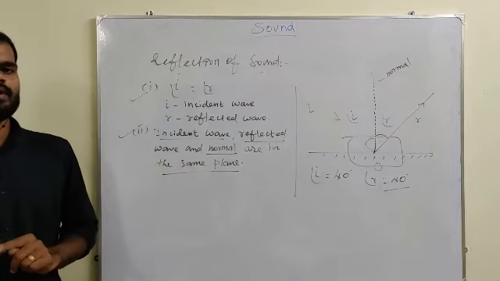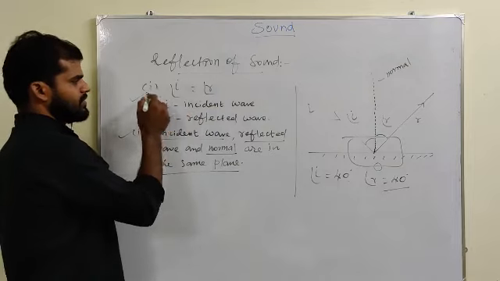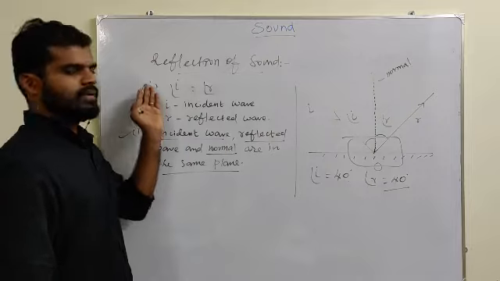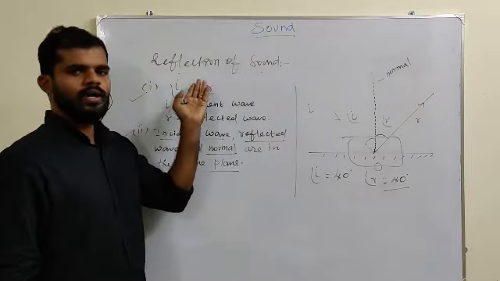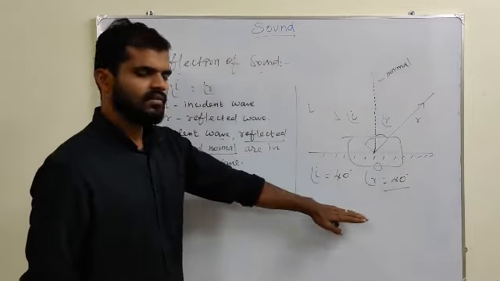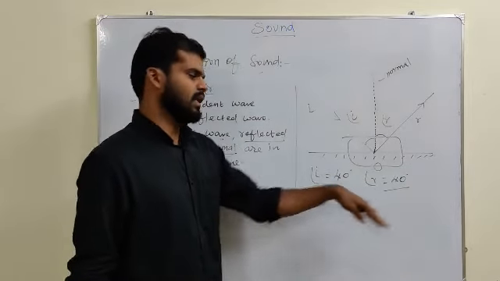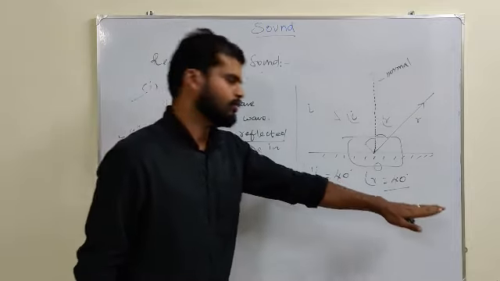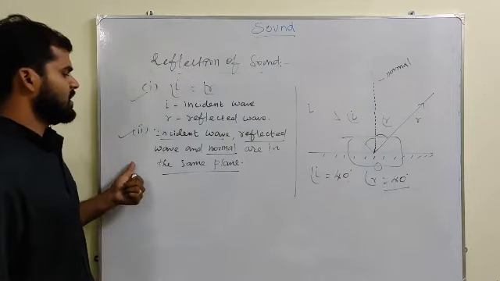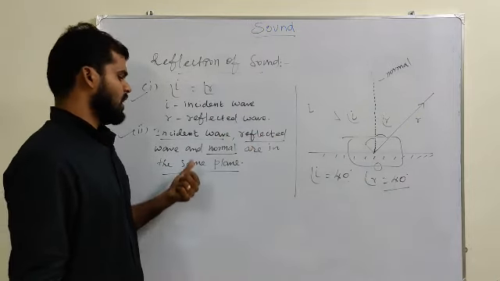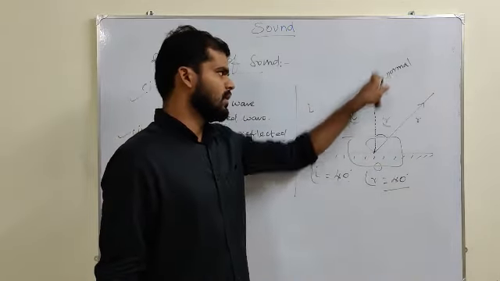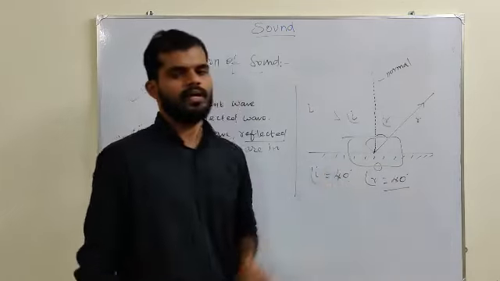So once again I repeat, we have two laws of reflection. The first one is the incident angle should be equal to the reflected angle, which means angle of incidence is equal to angle of reflection. So I is equal to R. When I is equal to 30 degrees, R is equal to 30, or when I is equal to 40 degrees, R should be 40 degrees, so that we can get a clear sound. Second law, that is incident wave, reflected wave and normal are in the same plane. So incident wave, reflected wave and normal are lying in the same plane.